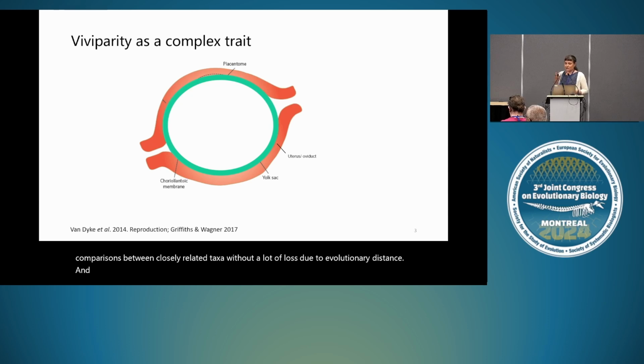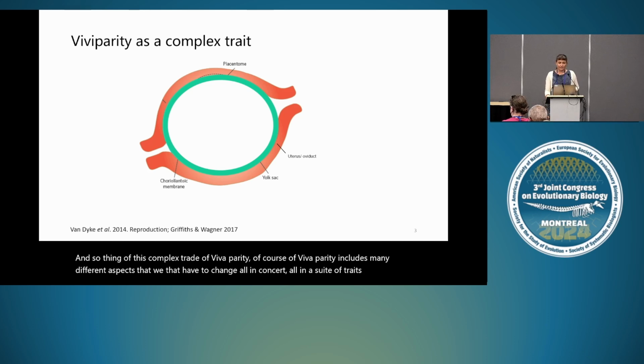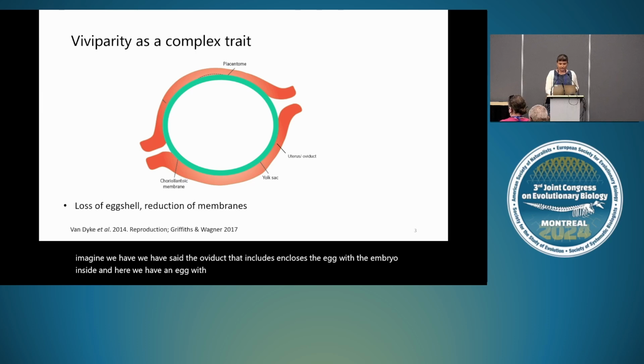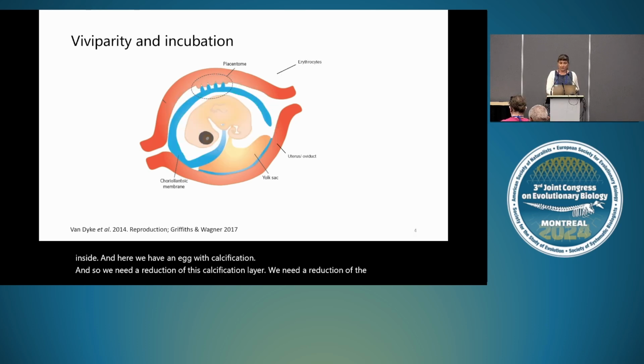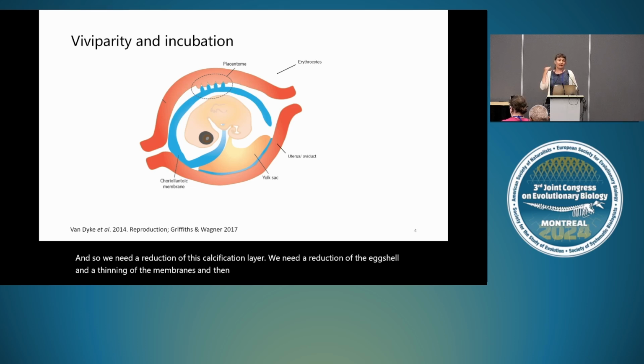Thinking of this complex trait, viviparity includes many different aspects that have to change in concert, as a suite of traits. Here we imagine the oviduct that encloses the egg with the embryo inside, and here we have an egg with calcification. We need a reduction of this calcification layer, a reduction of the eggshell and a thinning of the membranes. And then the embryo is within this egg sac.